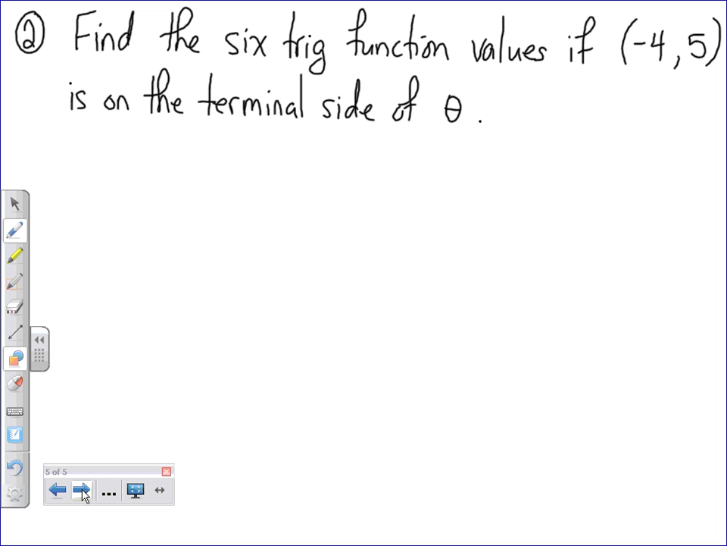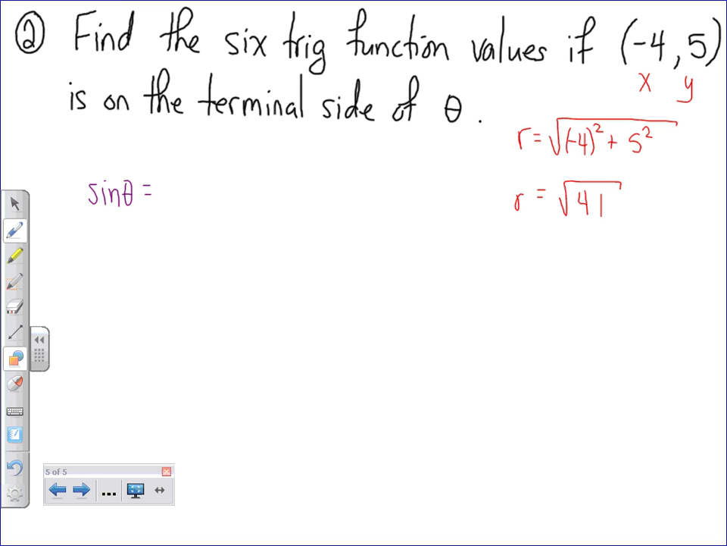Okay, so that same example number 2, let's treat it a little bit differently. Let's just avoid drawing the triangle completely. I've got an x value. I've got a y value. We can find the r value. It's the square root of negative 4 squared plus 5 squared. We should find r to be just as it was before, because it's really the hypotenuse of that triangle. With that x, y, and r, we're ready to go.